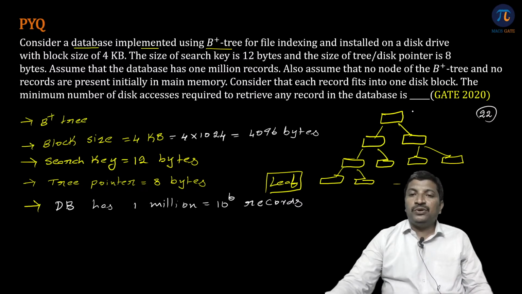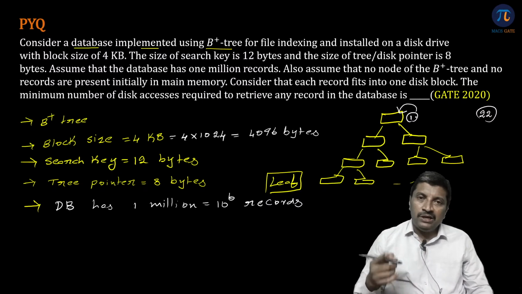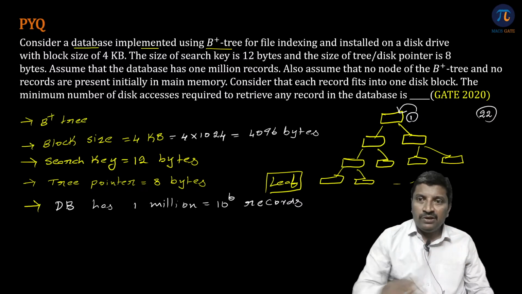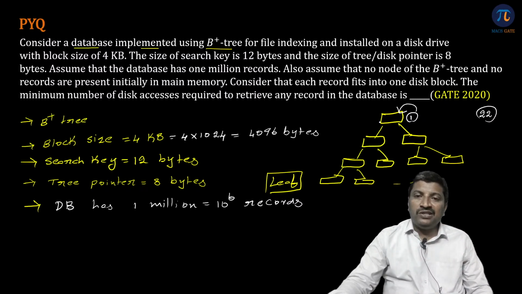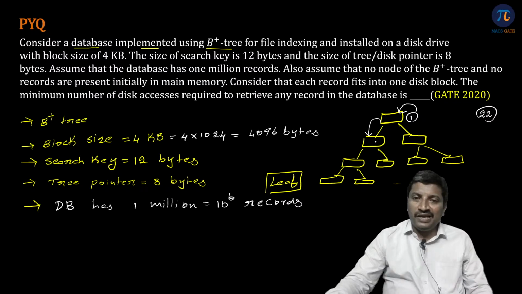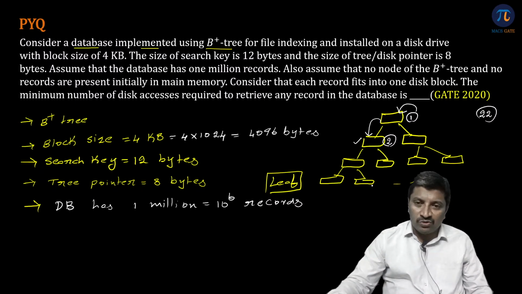What do you do, sir? You compare with this node. That means I need to bring this node from secondary storage to main memory, because to do a comparison, that node should be in the main memory. After comparison, either I move to left or I move to right. Let us suppose we move to left. Then again I compare 22 with this node. So this is my second comparison. Then either I move to the left node or the right node. Suppose I move to the right side.